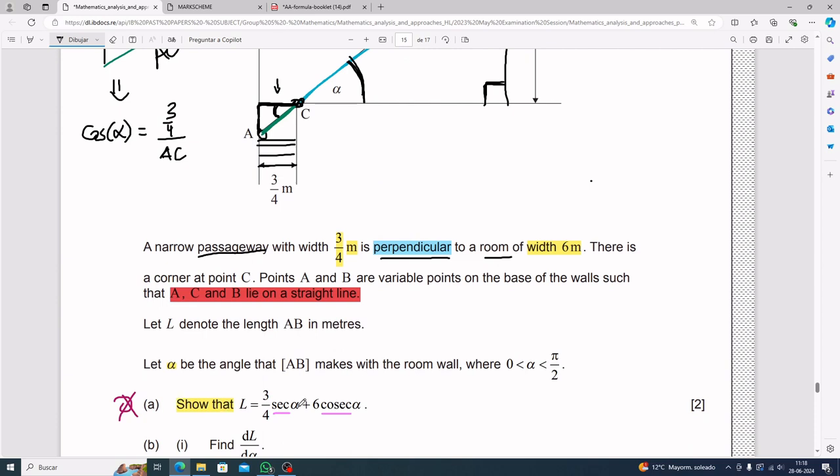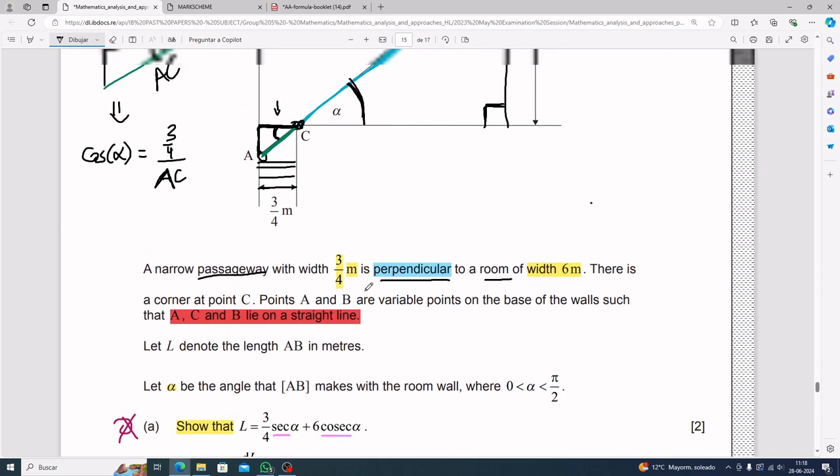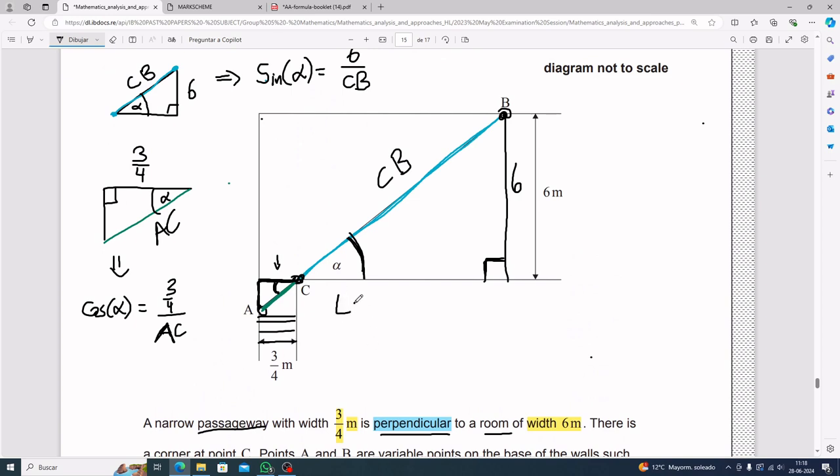From here, we still need to finish showing the result. Why would I do this in the first place? You would do this because technically this distance L, the long line, has to be AC plus CB. I should have mentioned this earlier. And here you just created equations that have CB and AC. So that's why we're doing this in the first place.